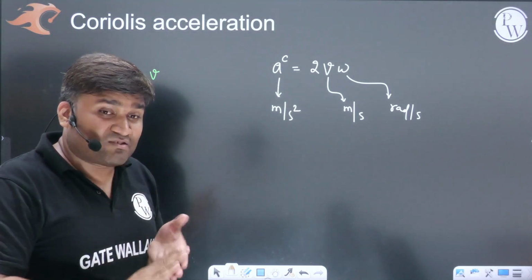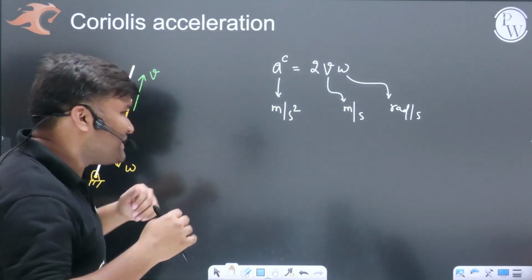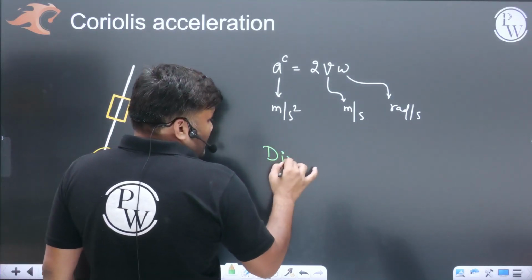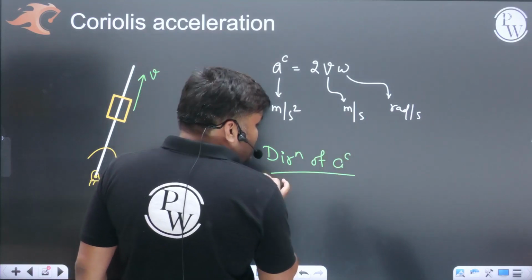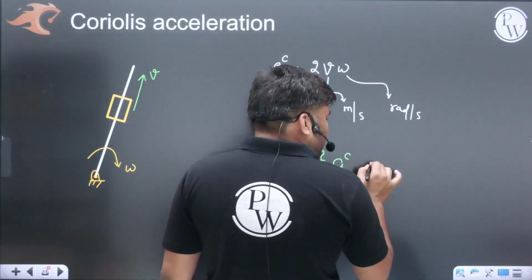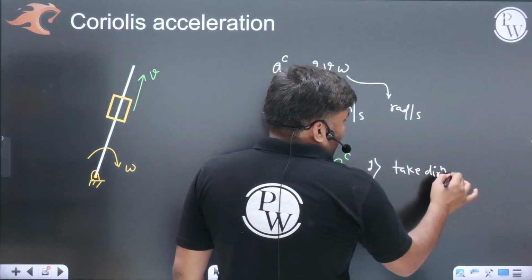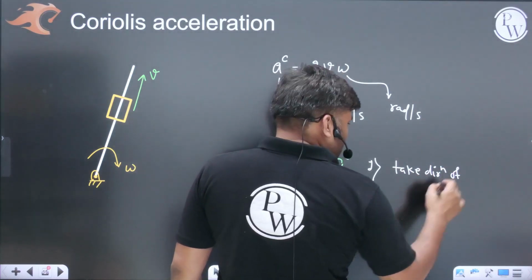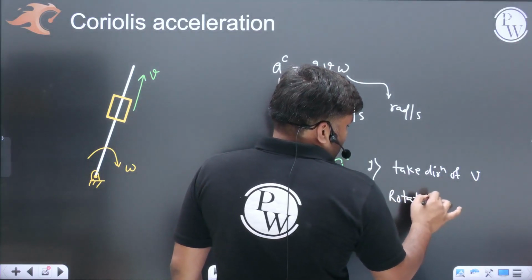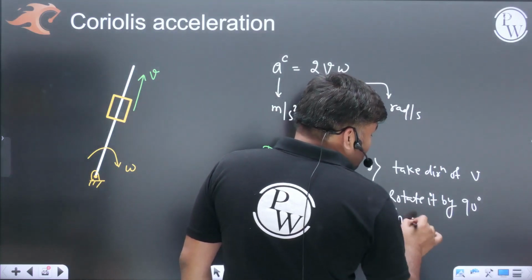Now the question arises, ki sir, acceleration hai, this is the vector quantity. Can you please tell me the direction? Now, how? Bata de. Let me tell you the direction. Direction ke liye what you will do? Direction of Coriolis acceleration. Sir, take velocity vector. There are two steps, basic steps. First one, take direction of velocity. Number two, rotate it by 90 degree in sense of omega.